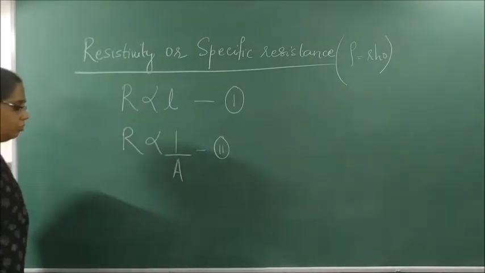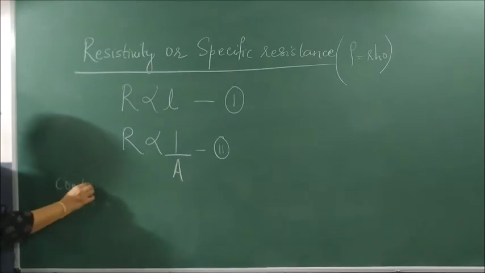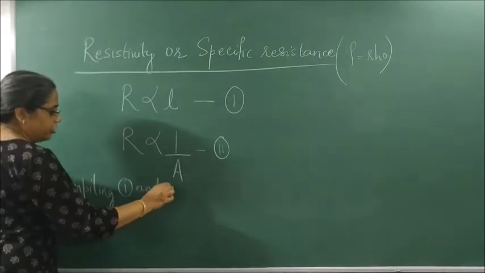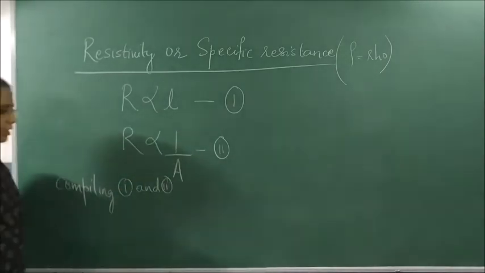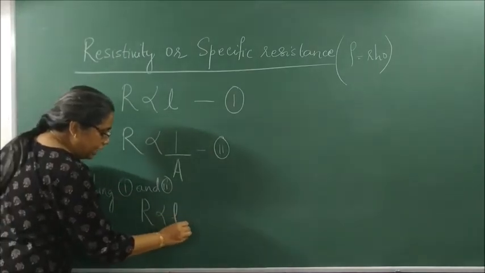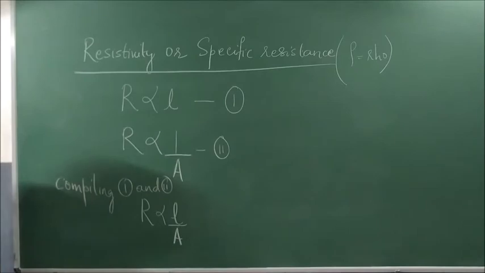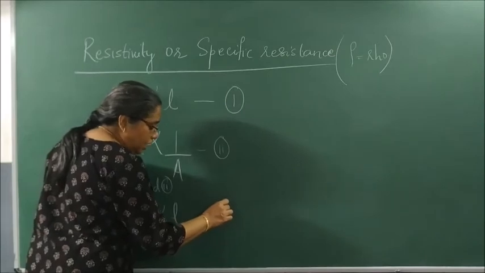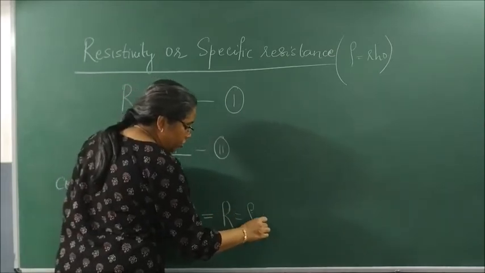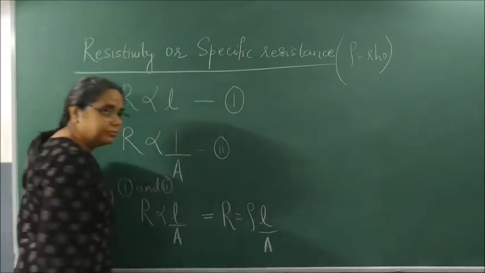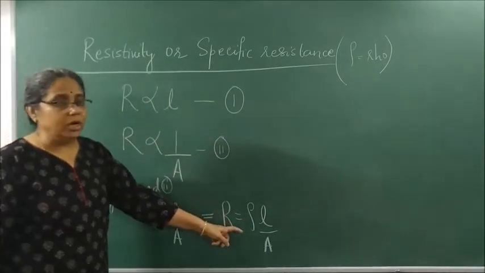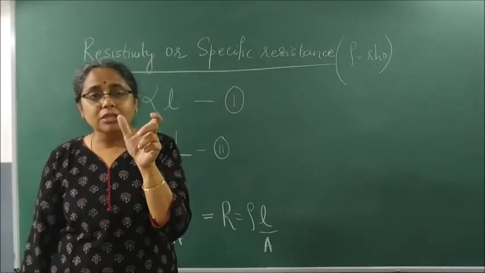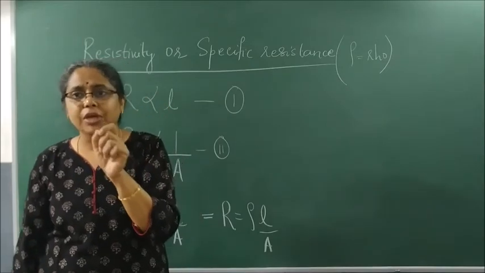Same logic. So now I will combine 1 and 2 because both are resistances. Compiling equation 1 and equation 2, what will I get? R is proportional to L by A. Removing the proportionality sign and multiplying it with a constant rho, I will get R is equal to rho L by A. Correct? Where rho is called resistivity or specific resistance. Specific means it is specific for a specific material.